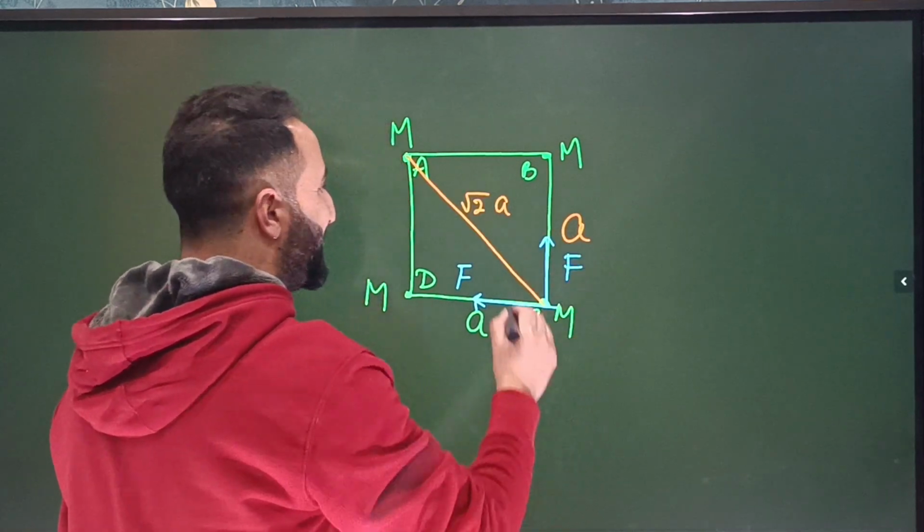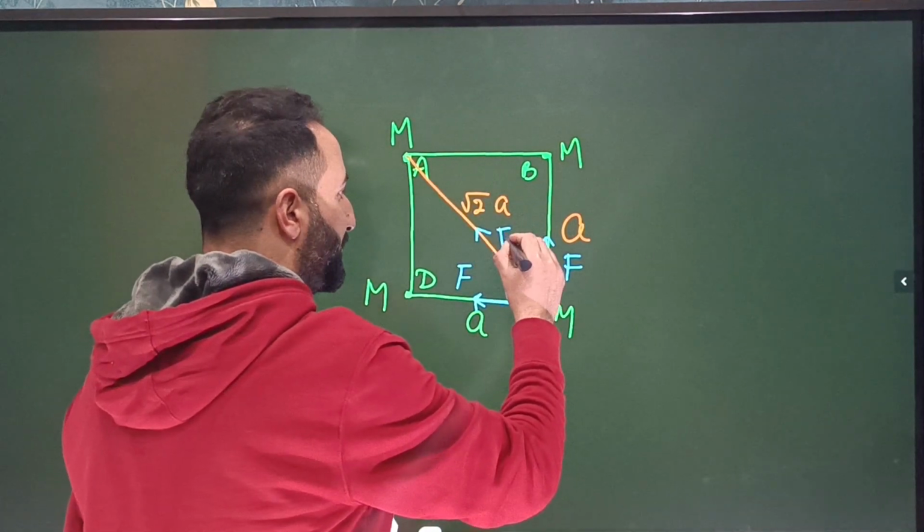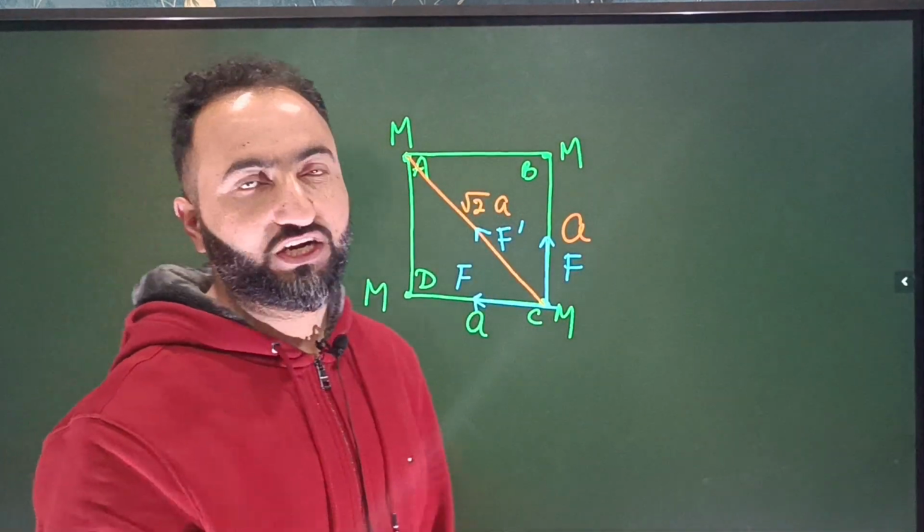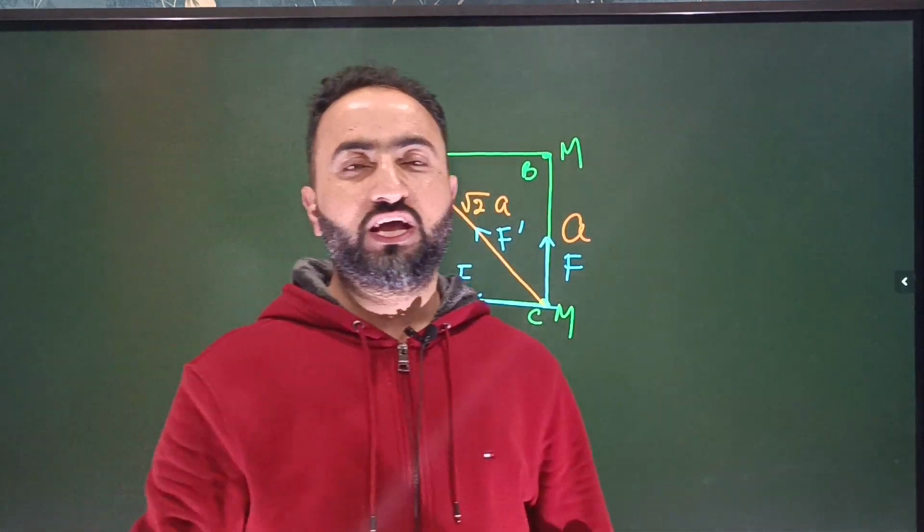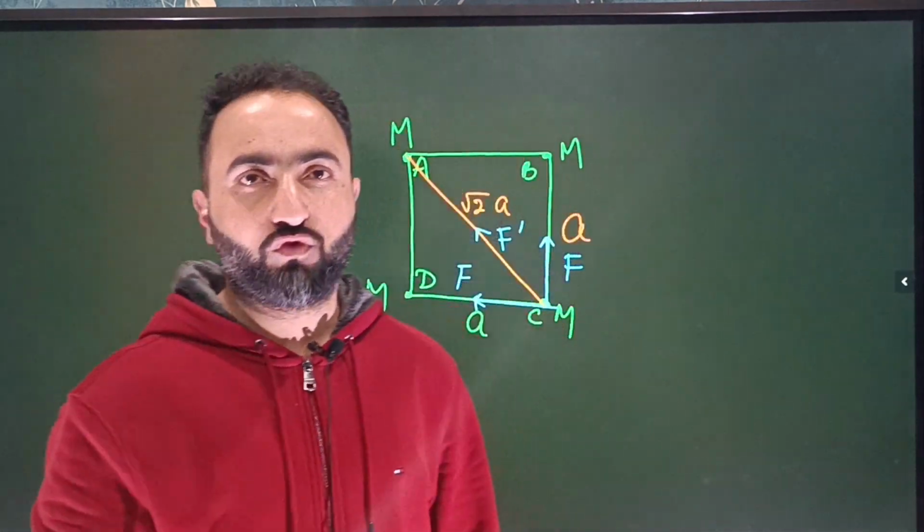All right, and then there's another force in this direction, and let me label that as F dash. Let me label this as F dash. Why am I labeling this as F dash? Because this F dash and F will not be the same. They will not be the same in magnitude.